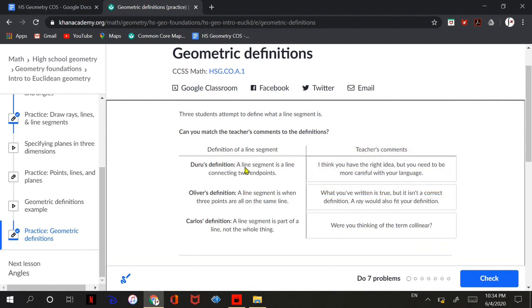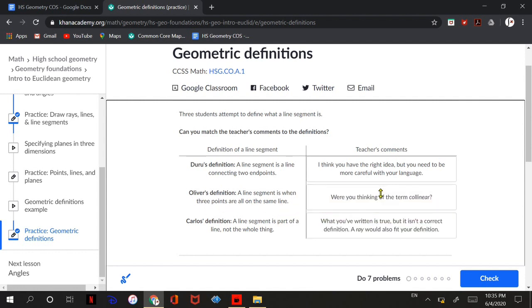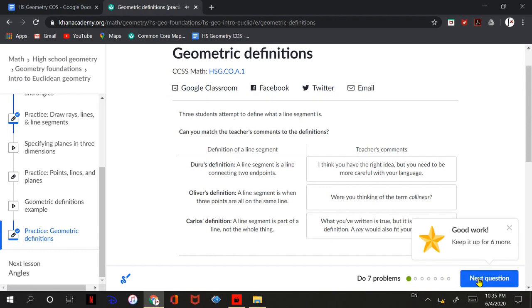That is the definition of a line segment, a line connecting two endpoints. A line segment is when 3 points are all on the same line. That would be collinear. A line segment is part of a line, but not the whole thing. That would also fit the definition.